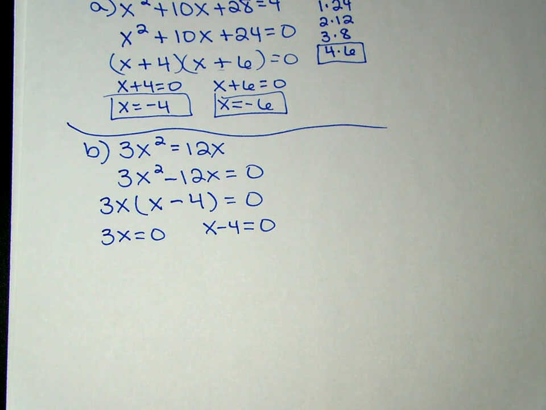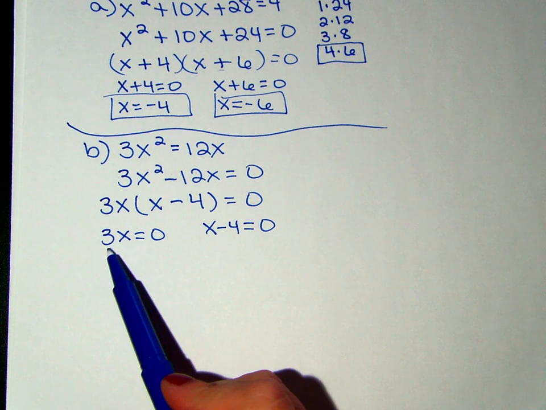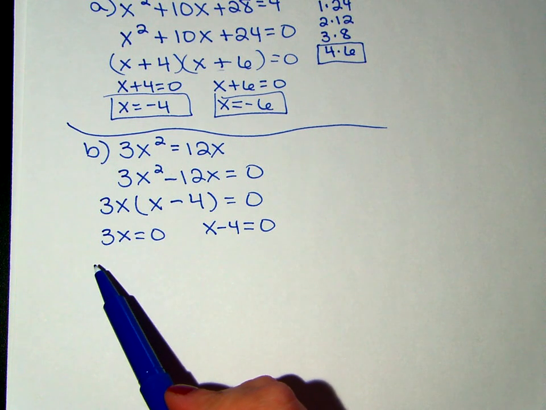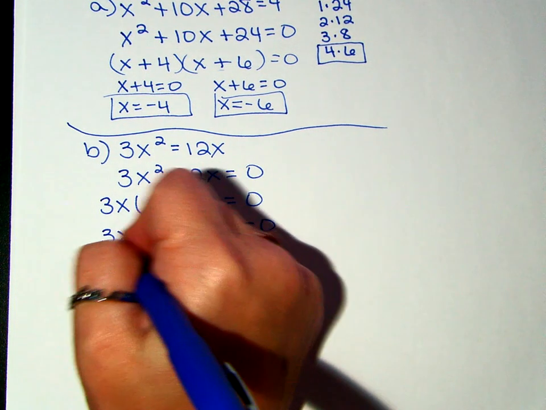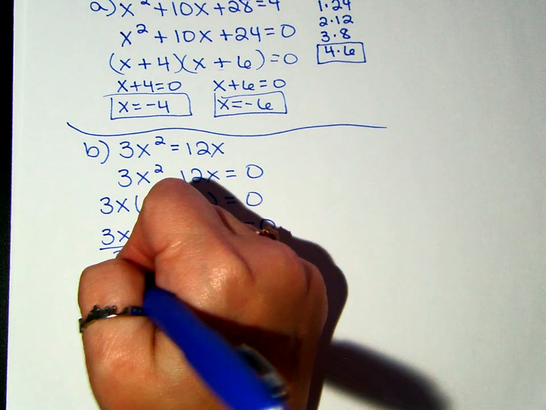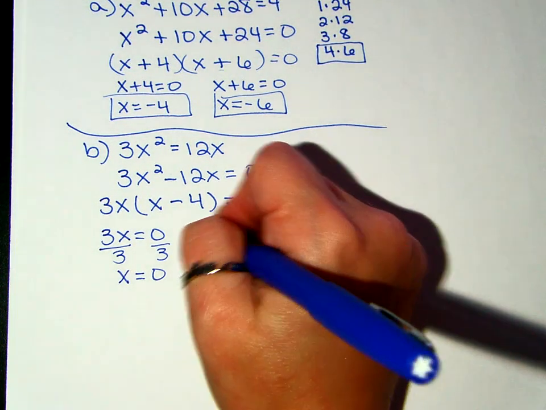Now the question is, what is this 3 doing to this x over here? What operation is happening here? Addition, subtraction, multiplication, or division? Multiplication. So the opposite of multiplication is division. 0 divided by anything is 0. Over here, I just add the 4 over and I get x equals 4.